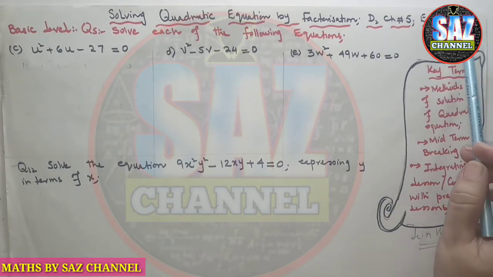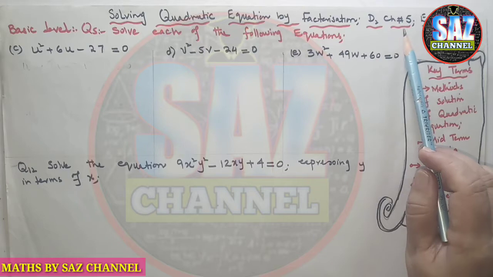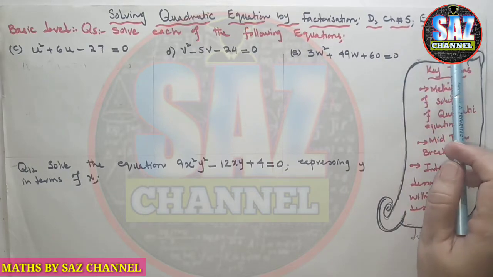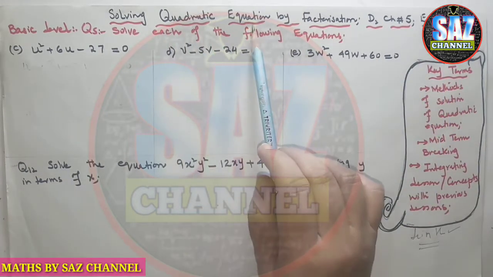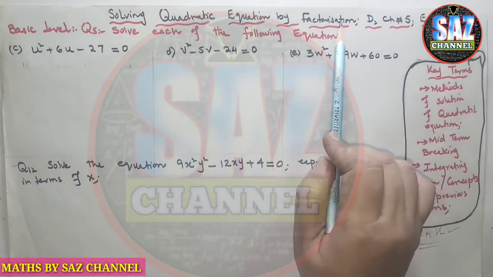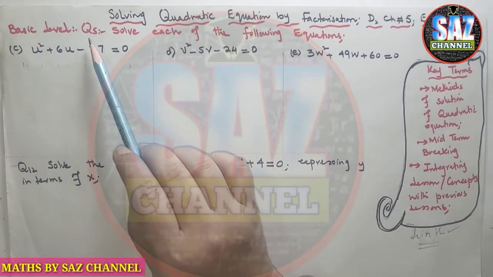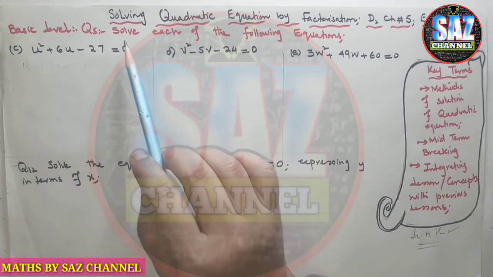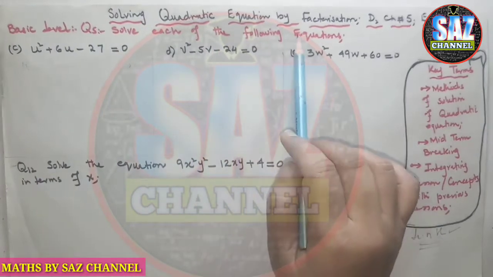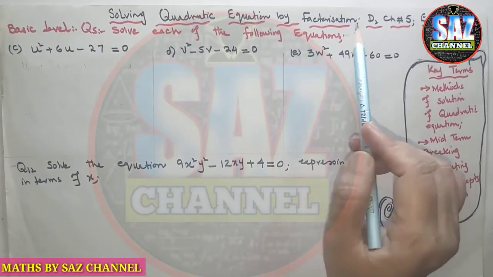This is my fifth lesson of D2, chapter number 5, exercise 5A, that is about solving quadratic equations by factorization. In this lesson, I will solve question number 5, basic level, that says solve the following equations. Let's move to the lesson.